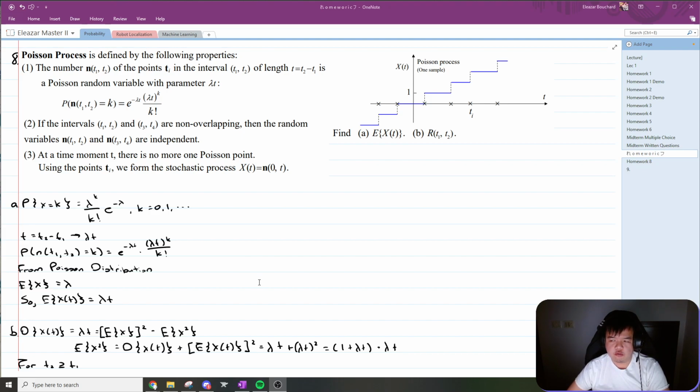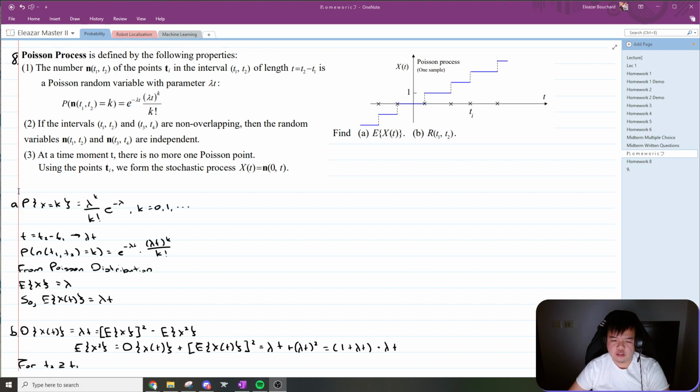Today we'll be reviewing homework 7, question 8. This is the Poisson process. It's defined by these three properties here, which will be integral in our question. And this will be our graph here that's given. And they want us to find the expected value of X_t.